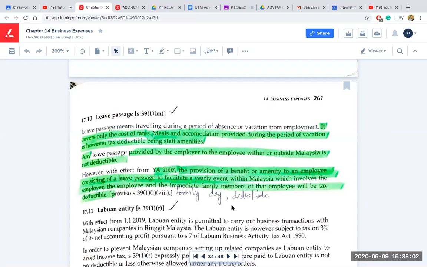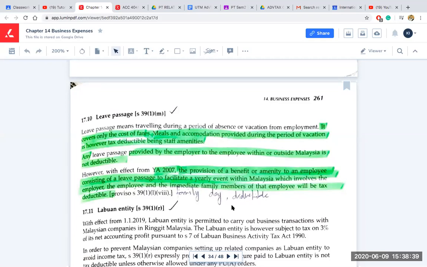So whenever the company arranges a family event, or a yearly event, for example a family day in Langkawi. Now everyone wants to book hotels in Langkawi. Post-COVID, they want to hold family events. So it has to be in Malaysia. Even though you have to pay for the leave passage, meaning the airfare or any transportation cost, any meal expenses, accommodation, all that is covered by the company, and all this expense is allowable, provided that it is conducted in Malaysia.